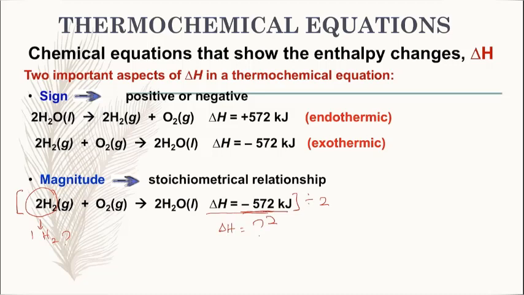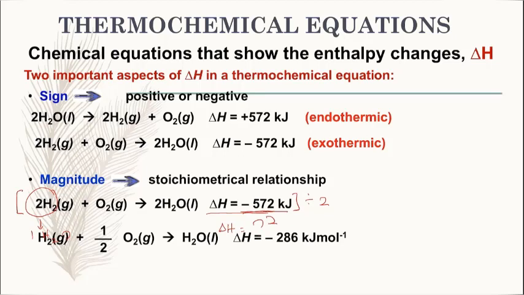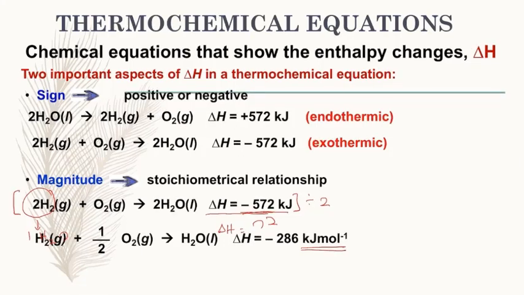Hence, the combustion of 1 mole of hydrogen gas releases 286 kilojoule per mole. Please note here, kilojoule per mole means that the value of enthalpy is for 1 mole of compound only.